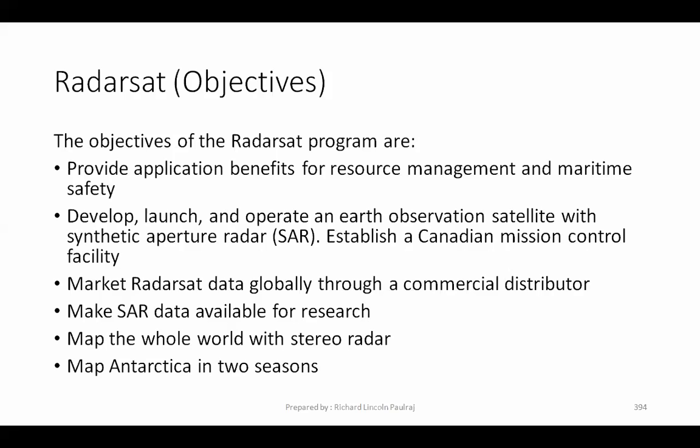Communications is one such field where satellites do excel. It provides resource management and maritime safety. This is with regards to ships. During navigation, they can check how far the iceberg is, how big, how dense it is. With navigation, it's going to help you a lot.